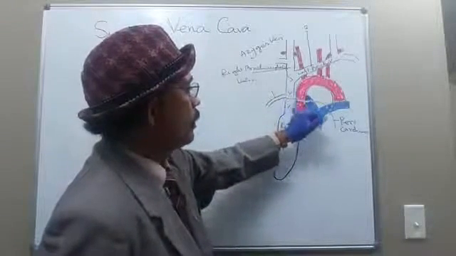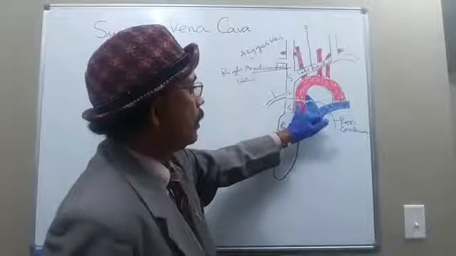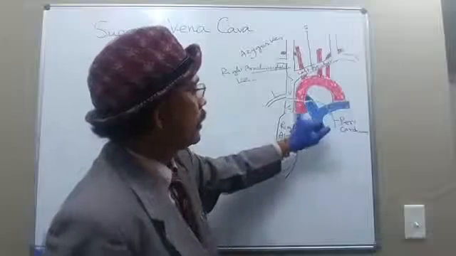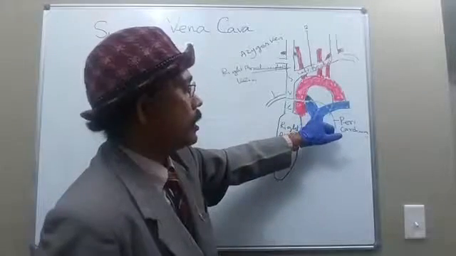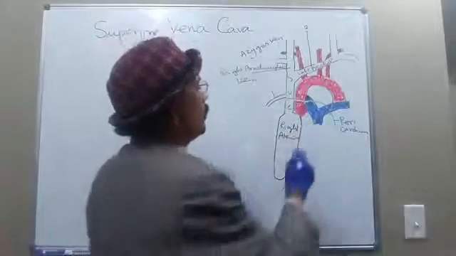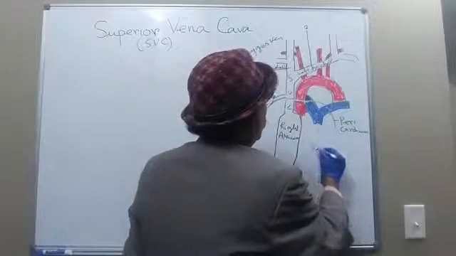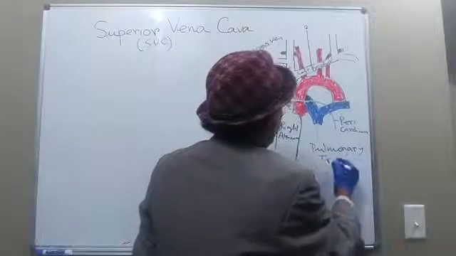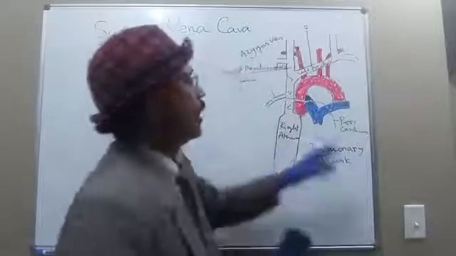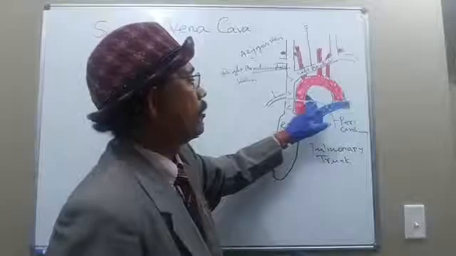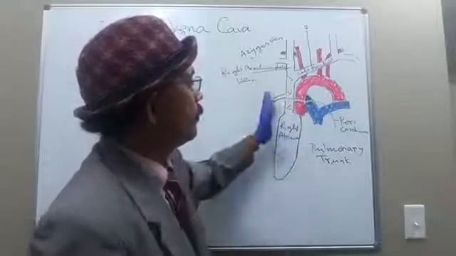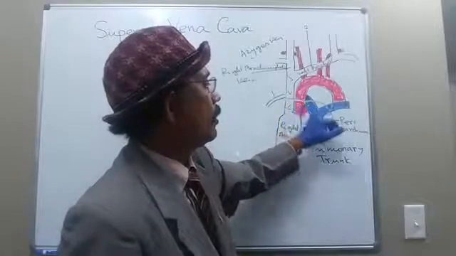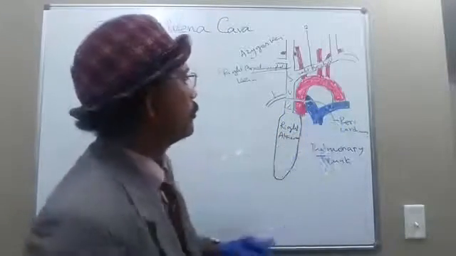If we just look at the relationship here, it is on the right side of the superior mediastinum. Then we are looking here. This is the ascending aorta. We have the arch of the aorta here. Then this is the pulmonary trunk. This is the left pulmonary artery, right pulmonary artery. So from right to left side, we have the superior vena cava, ascending aorta, pulmonary trunk, and its bifurcation.